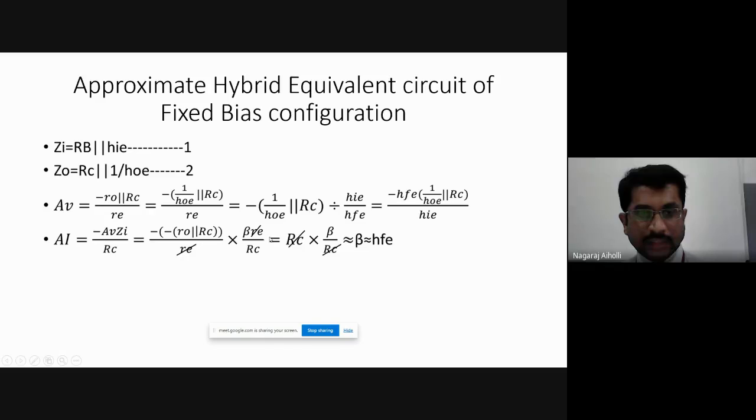That is capital RC into beta divided by RC. RC and RC will cancel. That will be approximately equal to beta. So beta is nothing but HFE in the hybrid equivalent circuit. Beta in the RE model is nothing but HFE in the hybrid model. Okay. So these are the performance parameters of the common emitter fixed bias configuration.